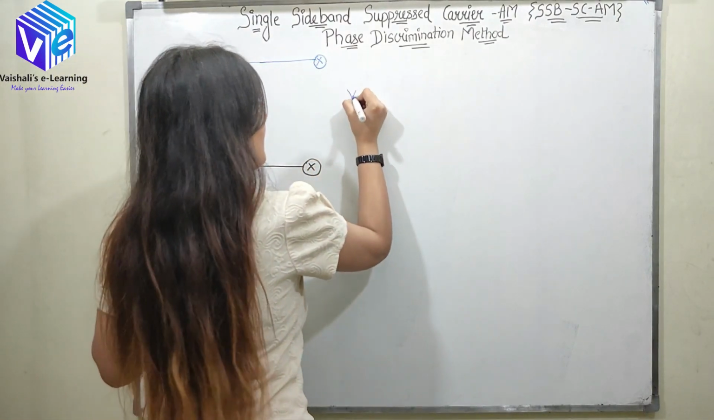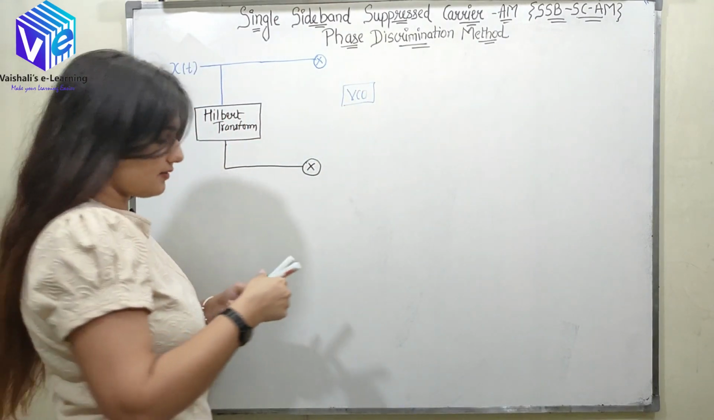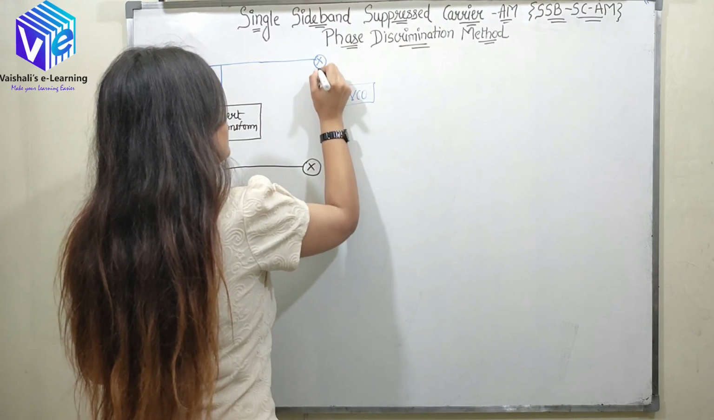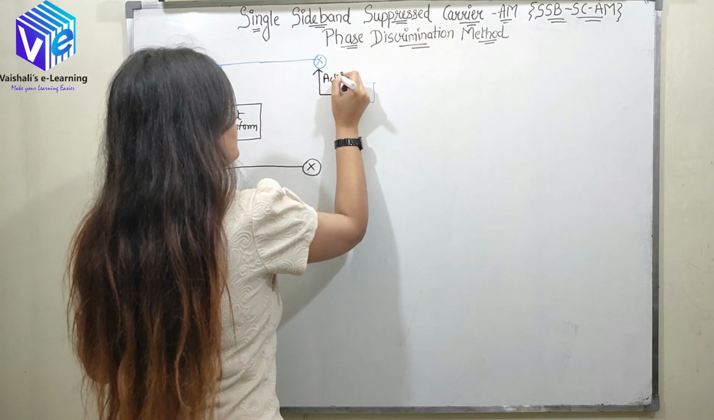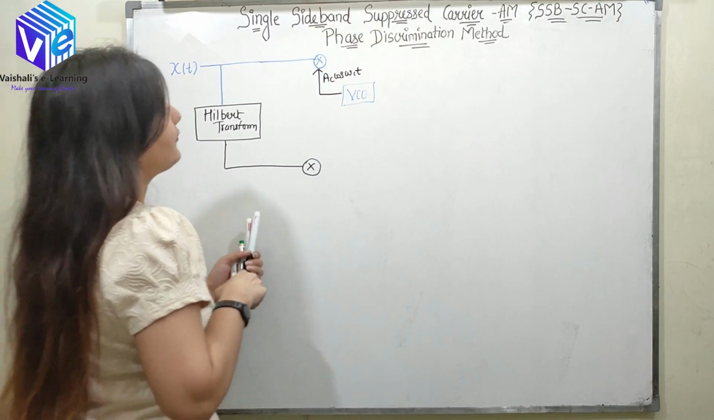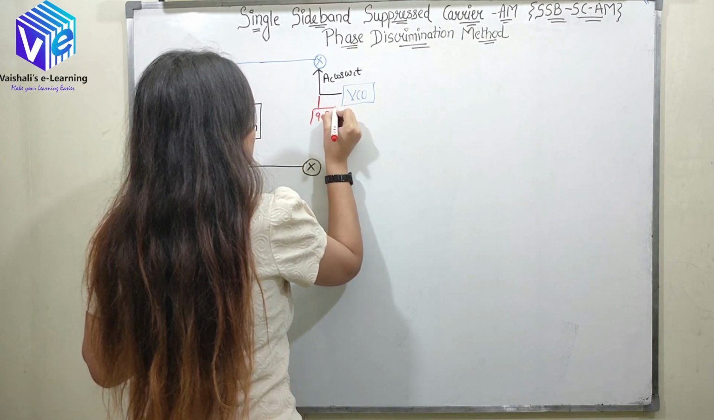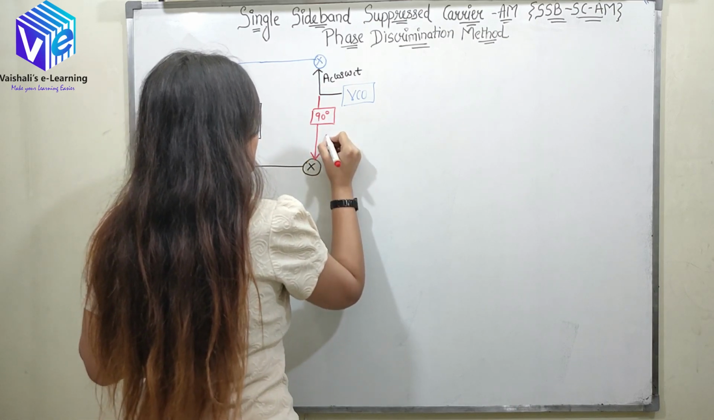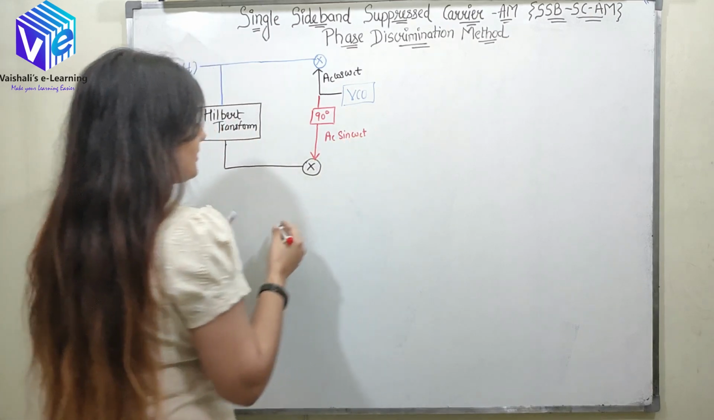So now here I have a voltage controlled oscillator which is generating the carrier signal. This voltage controlled oscillator is supplying Ac cos omega ct, and here we have a 90-degree phase shift, or again we'll use the Hilbert transform, and we'll multiply it here. So here I'll have Ac sin omega ct.